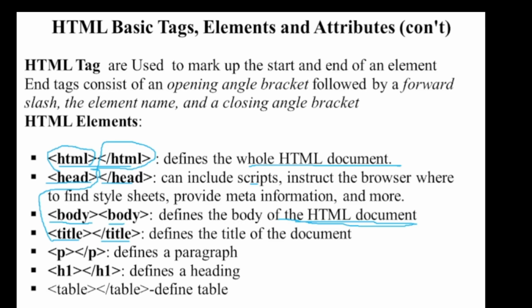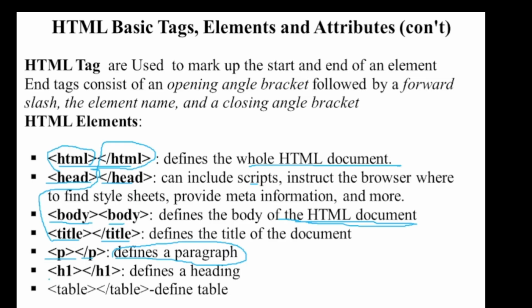And the next one, look here, is the paragraph. This is the open tag, and this is the closing tag. Why do we use the paragraph? For defining our paragraph or text. You can use the paragraph tag.